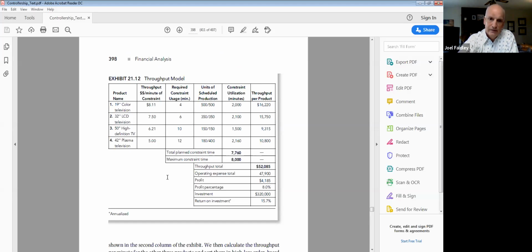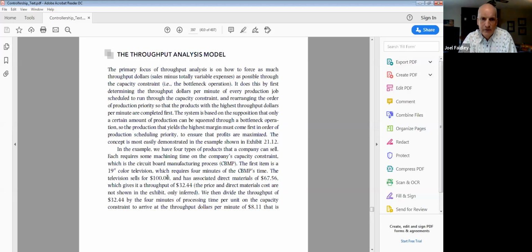But if you read through this, it'll tell you that for that first one, for example, that 19-inch color TV sells for $100. The associated direct materials of $67.56, right, is $32.44. The price and direct material costs are not shown in this exhibit. They're only inferred. So the throughput is $32.44. And it also says you've got to divide that by the processing time per unit. And it's 4 minutes processing time per unit. It states it right there. And so that's how you get from $32.44 down to $8.11 on the next page.